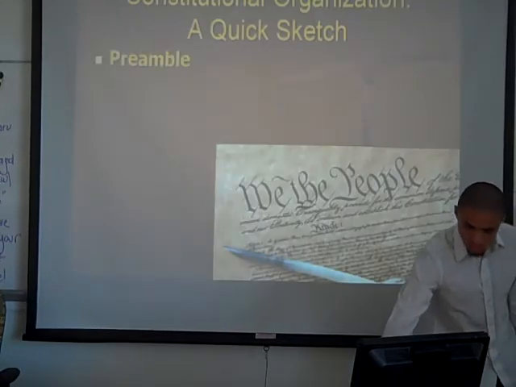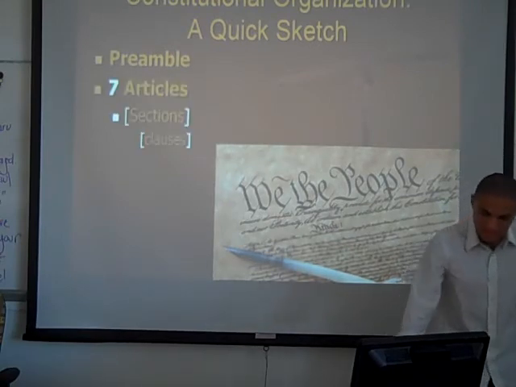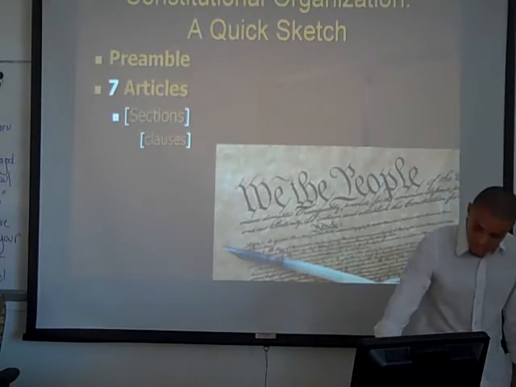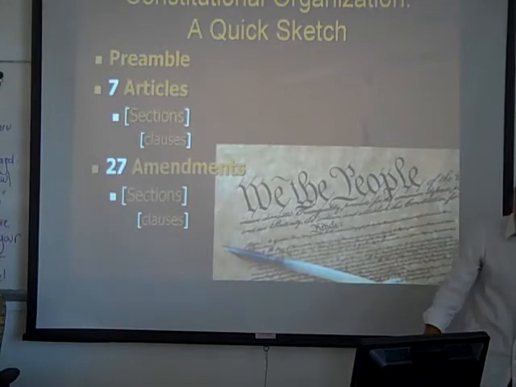Let's do a quick sketch of the document. We know that it begins with the preamble, just an introductory opening sentence, very short, mostly symbolic. Then we have 7 articles, which are divided up into sections and clauses. And then we have 27 amendments, which are also divided up into sections and clauses.